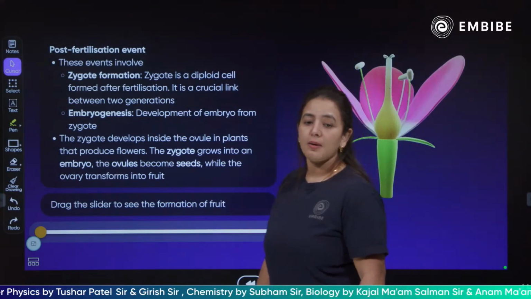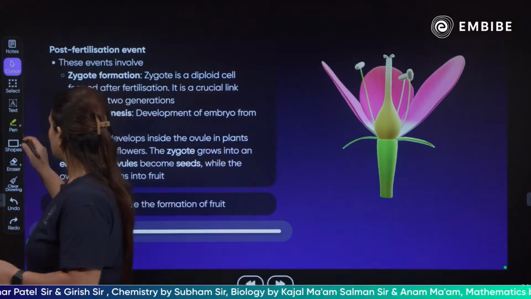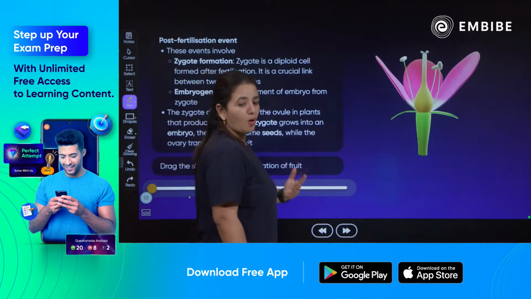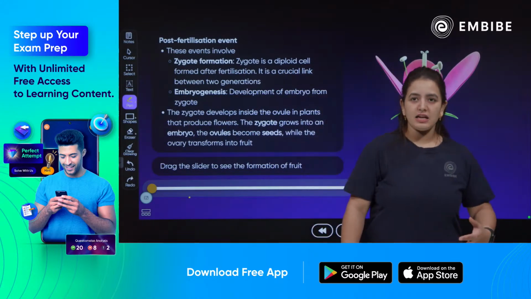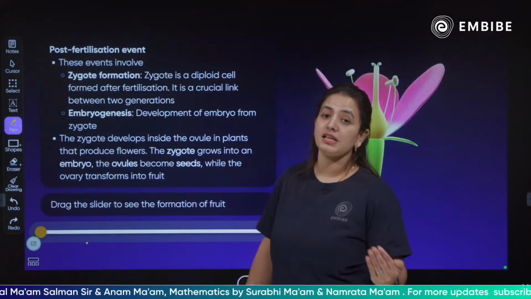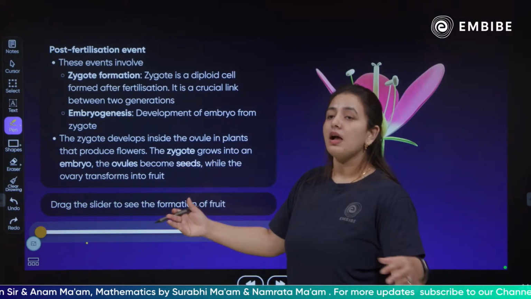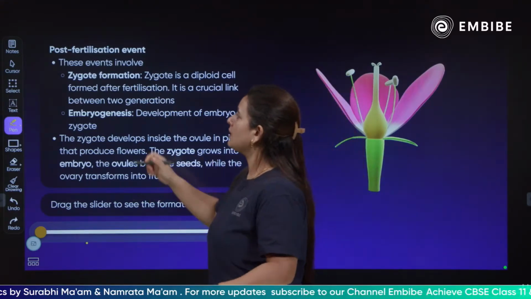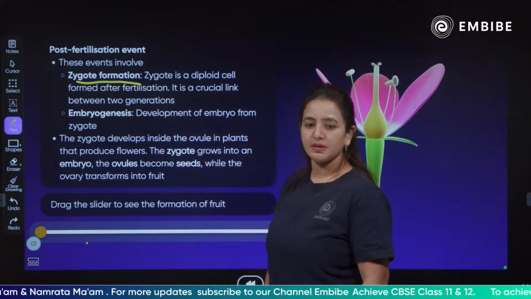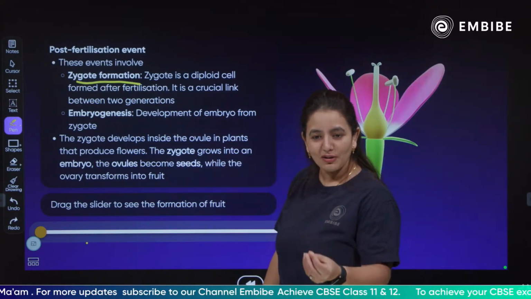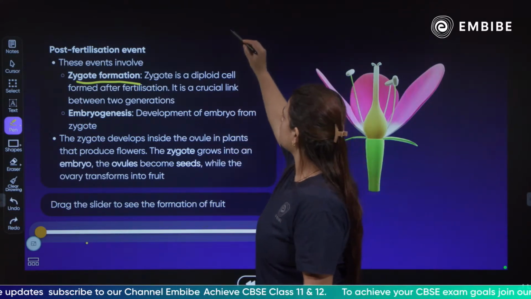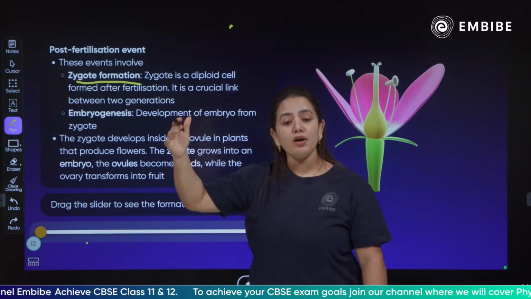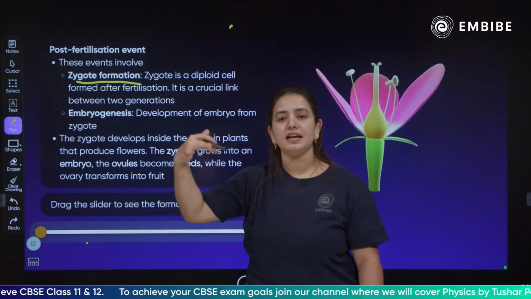Moving forward to our post-fertilization events. So ma'am, what are the post-fertilization events? They are also very important. They are also very necessary steps taking place one by one after the syngamy has taken place. After the fertilization, after the fusion of gametes, there will be zygote formation. Not embryo, the zygote will be formed at first. Whenever there is a fusion of gametes, the first formation is always the zygote. The zygote will undergo further division and will create an embryo.